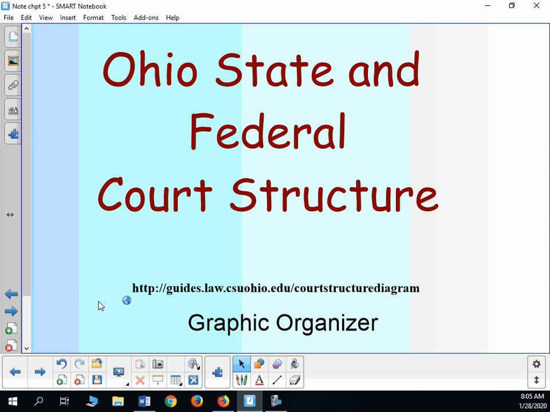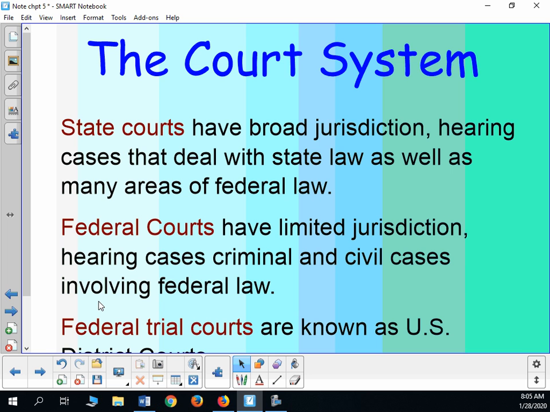Okay, so let's look at Ohio state and federal court structure. We will have a graphic organizer when I come back, but we're not going to look at that. All right, so the court system is this.